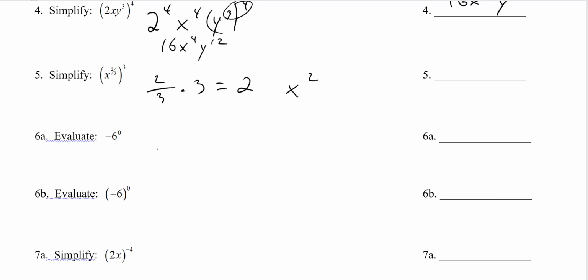This one, negative 6 to the 0, if you physically typed it in the calculator just the way it is, you would get an answer of negative 1, because 6 to the 0 is 1, and then a negative is negative 1. This is different, though. This is saying negative 6 to the 0, which means all in parentheses. And if you type that in your calculator, you would get positive 1.